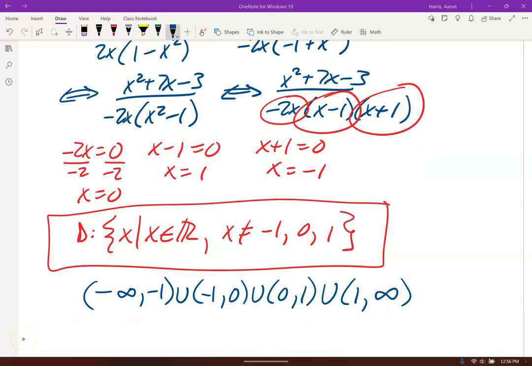And I should have said in interval notation, you guys, as well. Just make sure you're not including any of those, right? So you're coming from negative infinity up to -1, union -1 to 0, 0 to 1. Again, you're not including -1, 0, or 1, but everything else.